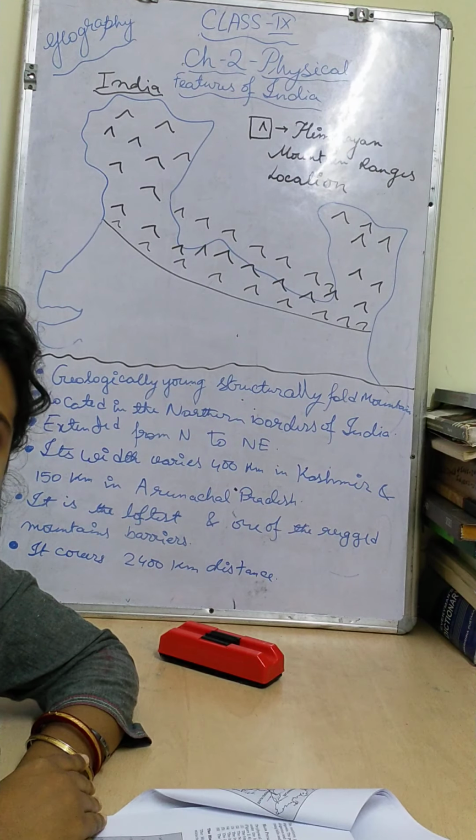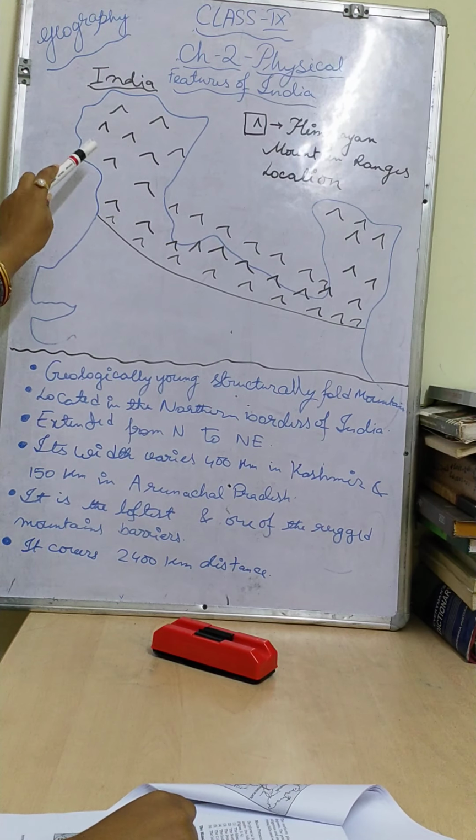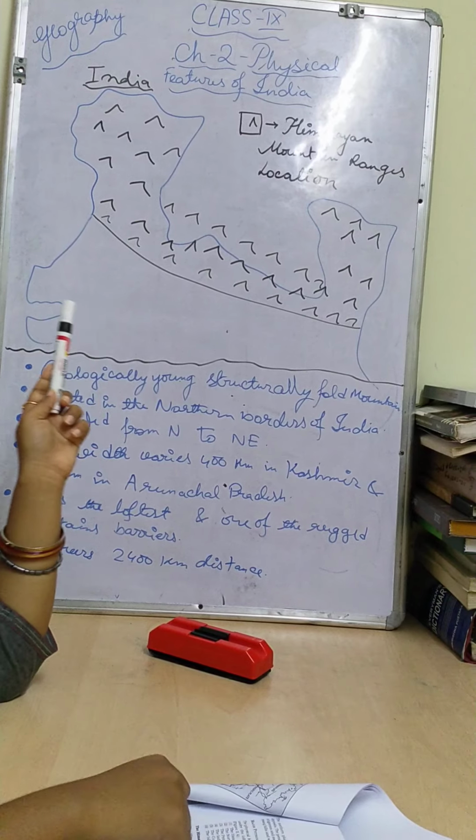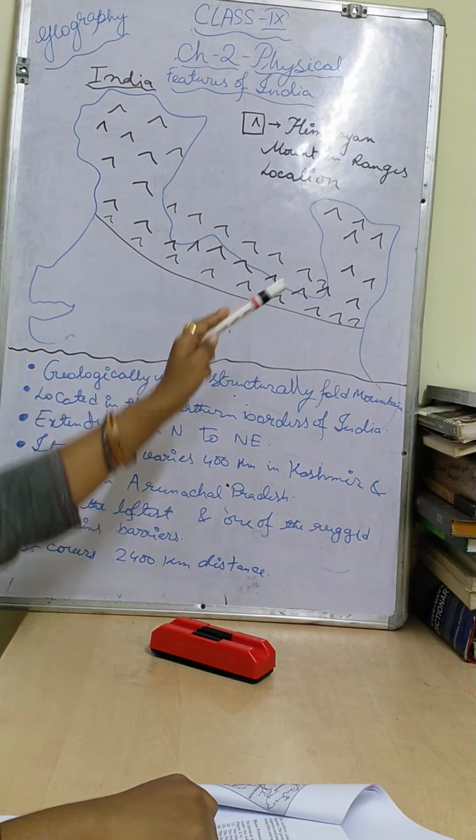Let's start the video. So here children, first of all I wanted to show you from my board, you can see that I have written chapter 2 Physical Features of India. Here on my board I have roughly drawn India's map. But here I wanted to show you how the Himalayan mountains, I think children you are able to find it out, some triangular shapes in the north part to northeastern part, northwest to northeast. The Himalayan mountain is located there. I wanted to show here how the Himalayan mountain is located.